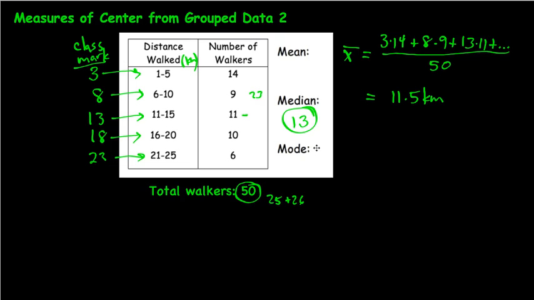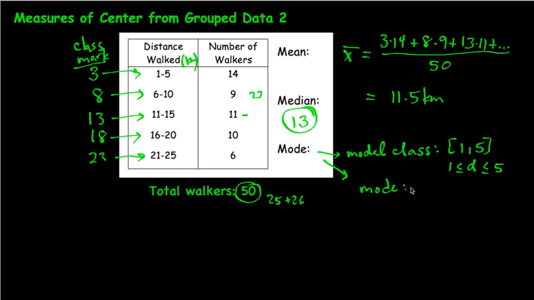And then the mode is the most frequent class. So this is the 1 to 5 kilometer class. We can do two things. We can say the modal class, fancy word, is the class from 1 to 5. That's interval notation that we used earlier for saying d for distance: 1 less than or equal to d less than or equal to 5. We could use either of those to report the median class, or the modal class. Or we could say that the mode, we could report the class mark here, would be 3.